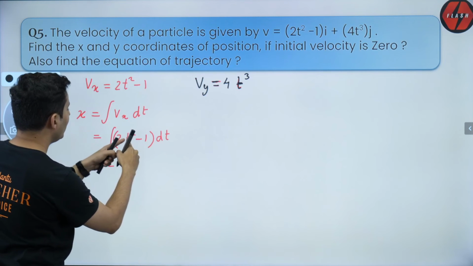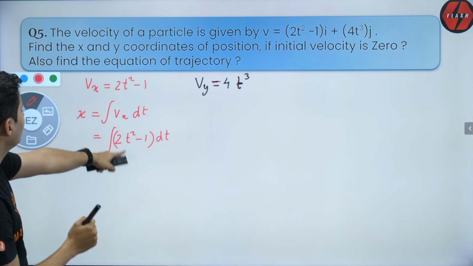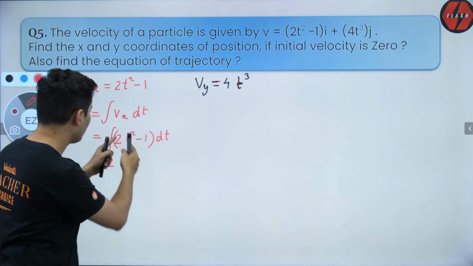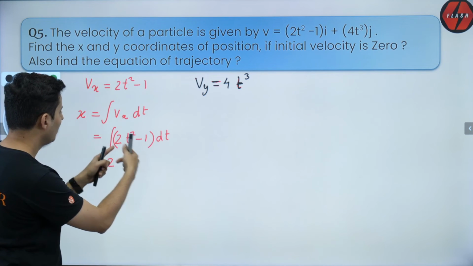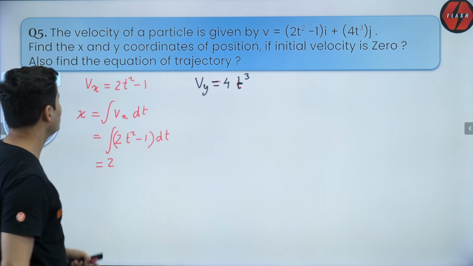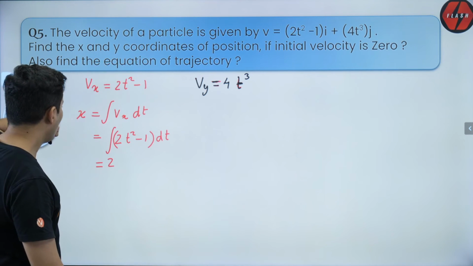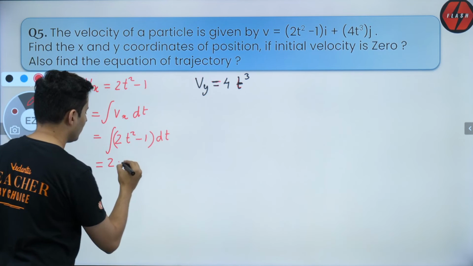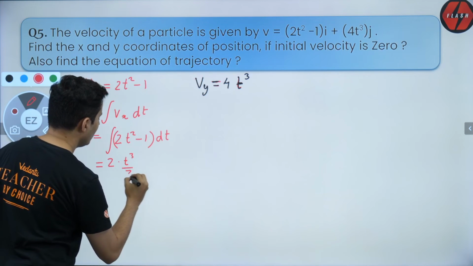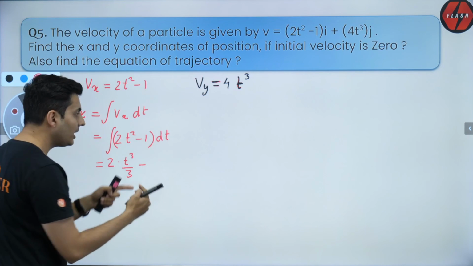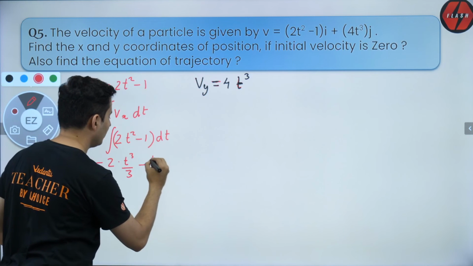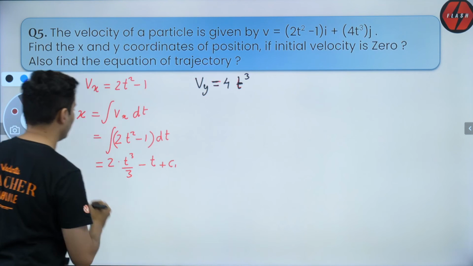So 2 times the integration of t square. I'm just skipping a step. I hope by now you have understood how to integrate this by opening the brackets and taking the constants out, and the terms should be separated when plus and minus is there. So let's do this. Okay, so t square integration, what is it? It is t cube by 3 minus the integral of dt. You should know it by now. It is just t, guys, and plus of course one constant.